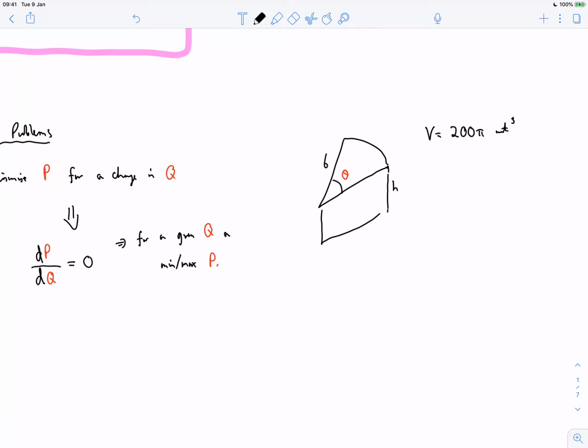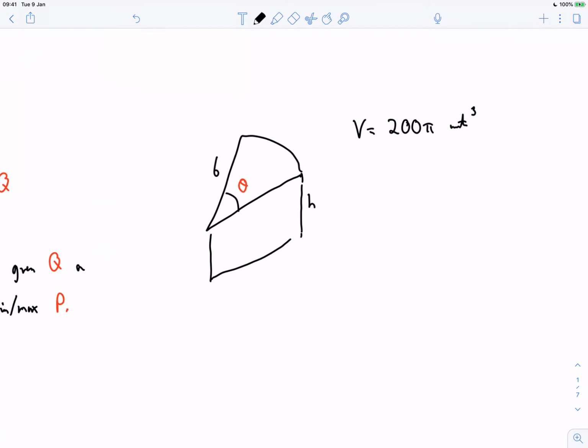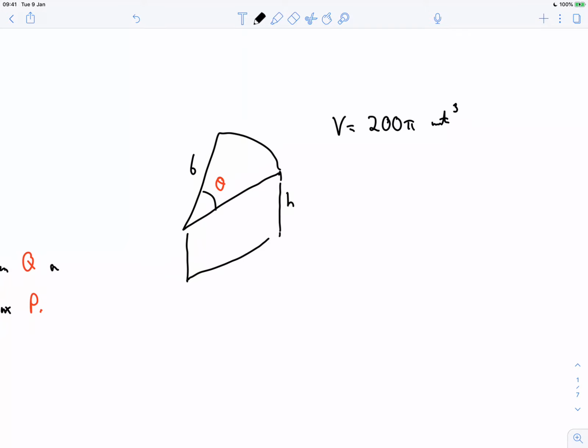Then can I find a maximum surface area? Okay, so if I wanted to find a max area of this shape, let's see where it goes. So what is the volume of this shape? Well, it's going to be the area of the sector, because this is a prism. If I was to drop this down, this is like a wedge of cheese. Then it's the area of the sector, which is a half r squared theta, times by the height h.